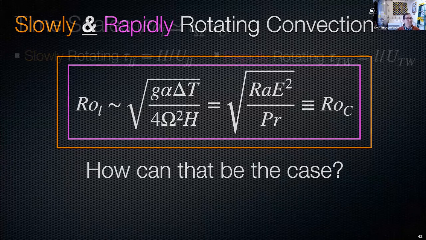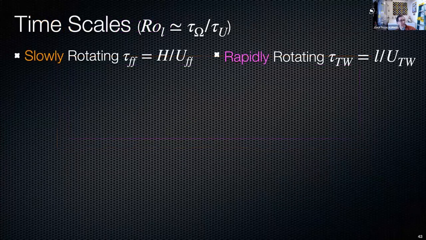And I think the easiest way to do that is by looking at timescales, right? And so we can think of ROL as the ratio of tau omega over some advective timescale. So let's define those timescales in both the slowly rotating case and the rapidly rotating case. In the slowly rotating case, it's tau free fall, which is H over the free fall velocity.